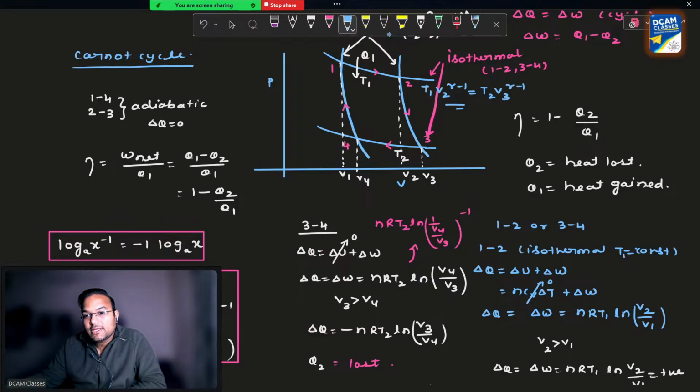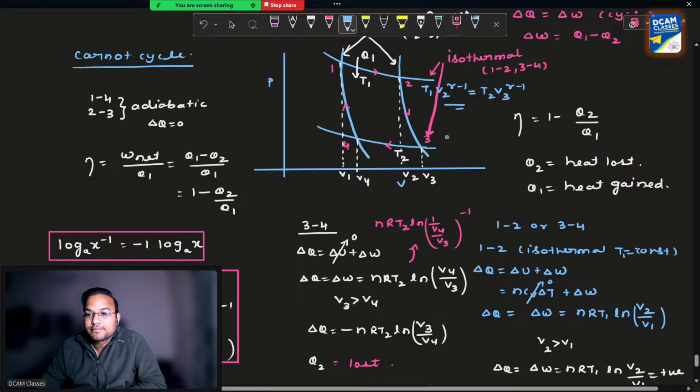Look very carefully at this one. At 2, adiabatic process, TV power gamma is constant. 2 to 3 is an adiabatic process. At point 2, the temperature is T1 because the whole process 1 to 2 is isothermal. T1 will be constant throughout. Volume is V2 at 2, T1 V2 power gamma minus 1. And at 3, the temperature is T2 because it's part of the isothermal process 3 to 4, T2 V3 power gamma minus 1. Clear?